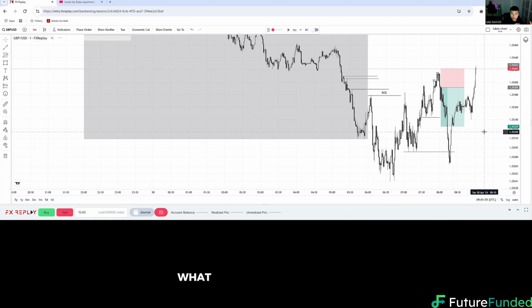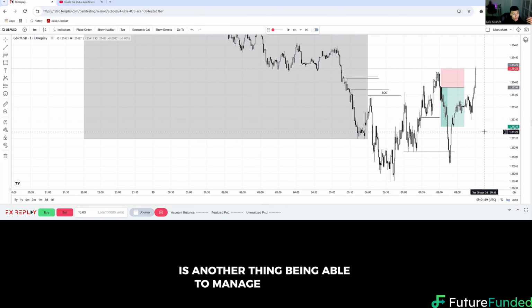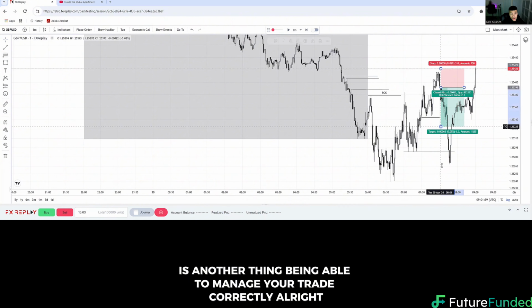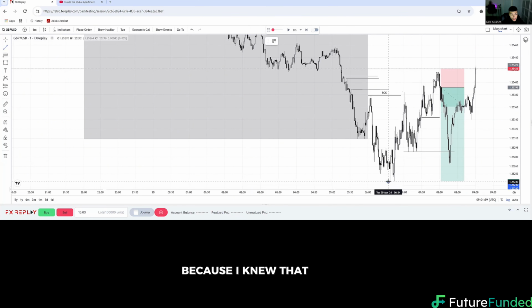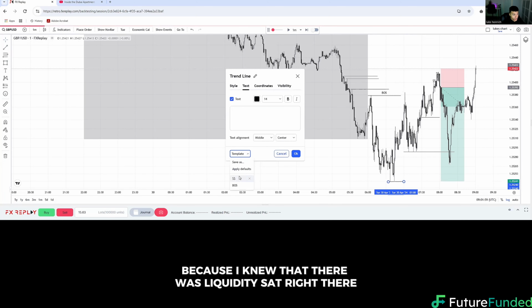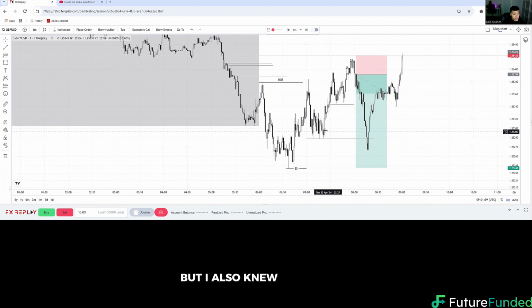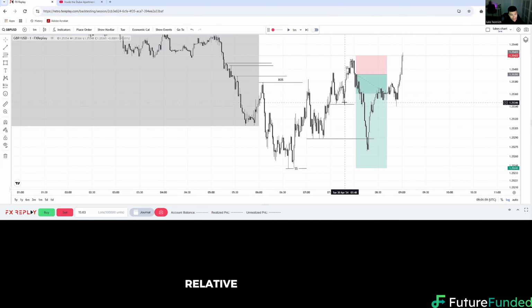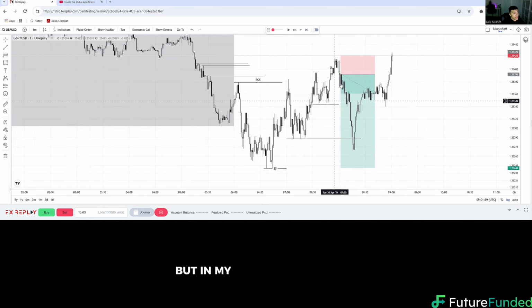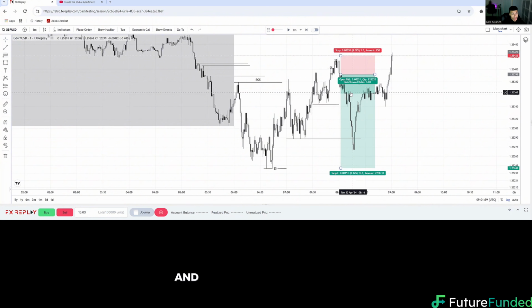Now, ultimately, what do I always say? It's one thing being able to execute, it's another thing being able to manage your trade correctly. All right, ultimately, I was looking for this low to get taken out. Why? Because I knew that there was liquidity sat right there, in the form of equal lows. So that was my ultimate target. But I also knew that there were equal lows right here, and also equal lows right here, or relative equal lows, okay? But in my head, I was thinking, well, this is too close for the move, so I'm happy to ignore this and still allow the trade to play out on full risk.